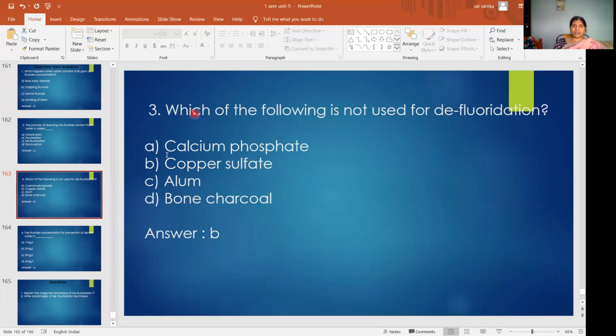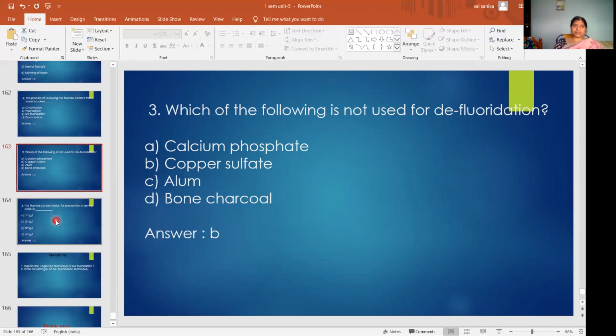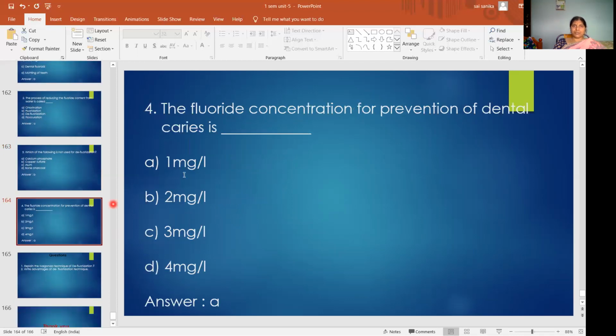Actually in defluoridation we studied alum, bleaching powder and lime in the Nalgonda technique. Different techniques will be there, where we will use calcium phosphate and bone charcoal. So here B, copper sulfate, is the answer. The answer is B. Next, come to the fourth question.